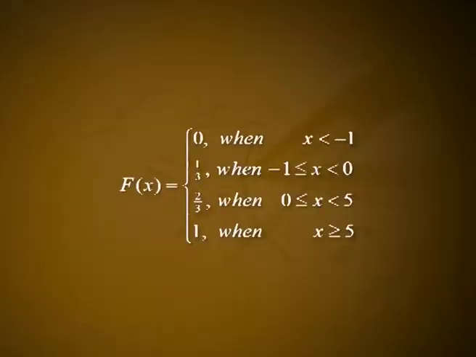Number 2. Given the distribution function of a discrete random variable X, find the probability distribution of X. F(x) is equal to 0 when x < −1, 1/3 when −1 ≤ x < 0, 2/3 when 0 ≤ x < 5, and 1 when x ≥ 5.